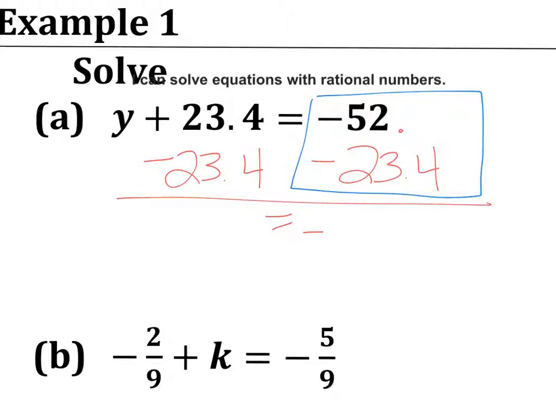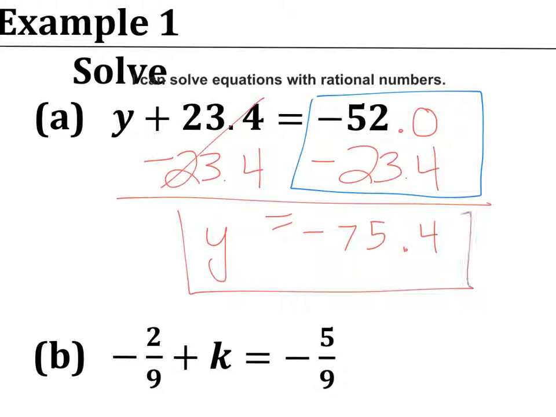Remember, we add decimals by lining up the decimal points. So I'm going to put a decimal in 52.0. 0 plus 4 is 4. The decimals are lined up. 2 plus 3 is 5, and 5 plus 2 is 7. So the 23.4s cancel on the left. We're left with y equals negative 75 and 4/10. You can leave your answer as a decimal since the problem you started with has a decimal.